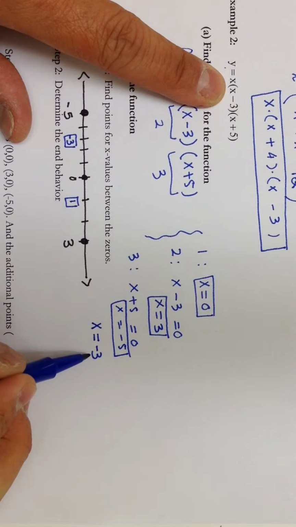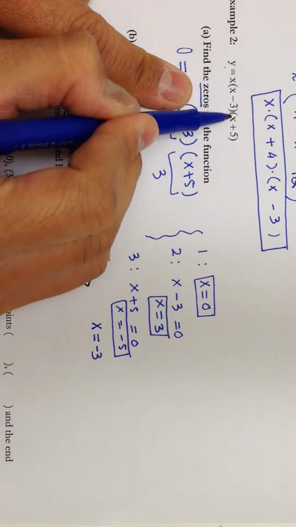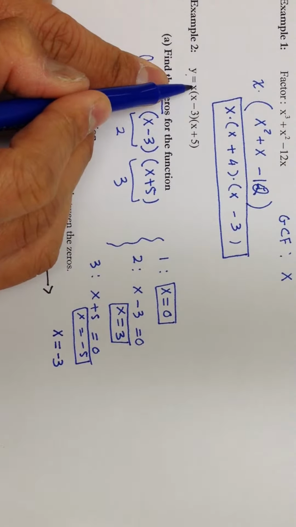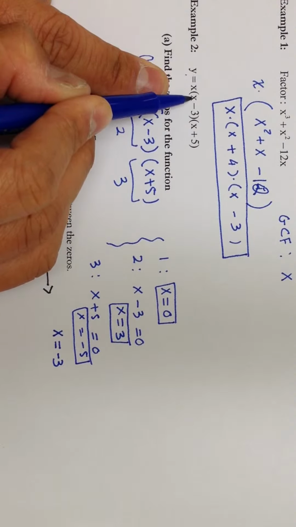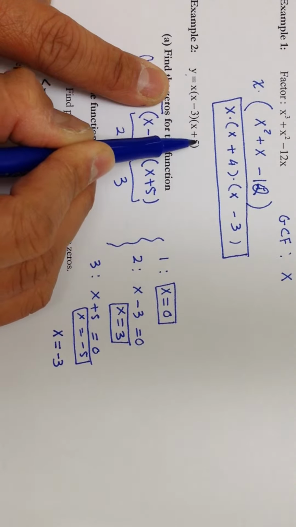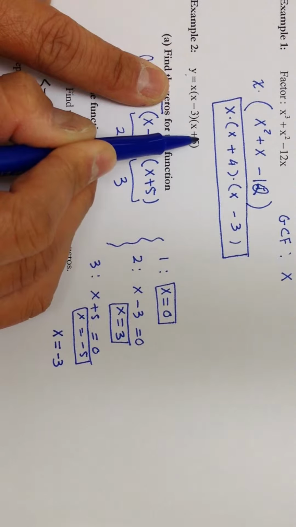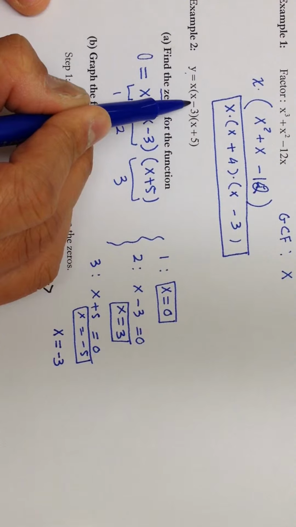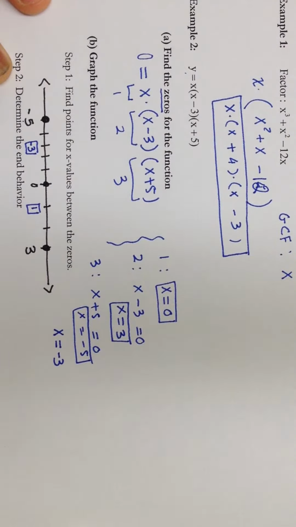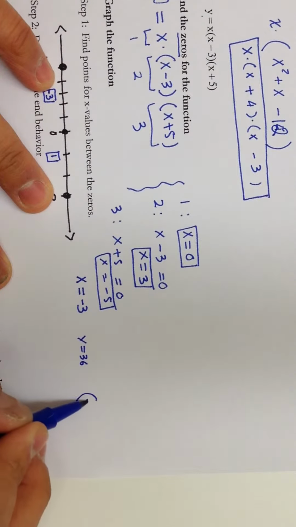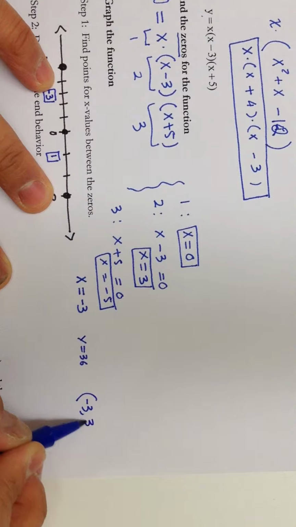So replacing negative 3 into each one of these x's, let's see what we get. Let's do it in our head. Negative 3, replace it in here. That means I'm going to get negative 3 times, plug negative 3 in there, that's going to make it negative 6. Plug negative 3 in there, that's going to make it 2. So I'm going to have negative 3 times negative 6 times 2. That's going to give me 36. So y equals 36. Therefore, I have one point so far, which is negative 3 and 36.